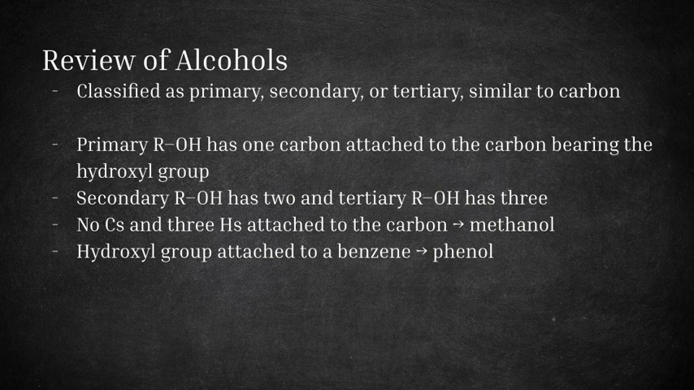Alcohols are classified as primary, secondary, or tertiary, similar to how we describe a tetrahedral carbon atom based on the number of carbons attached. A primary alcohol has one carbon attached to the carbon bearing the hydroxyl group, a secondary alcohol has two, and a tertiary alcohol has three. When no carbons and three hydrogens are attached to the carbon, we have methanol. Additionally, if a hydroxyl group is attached to an aromatic ring, it's known as a phenol.